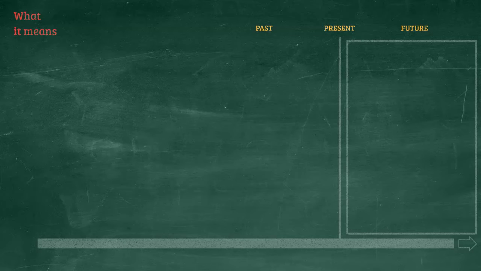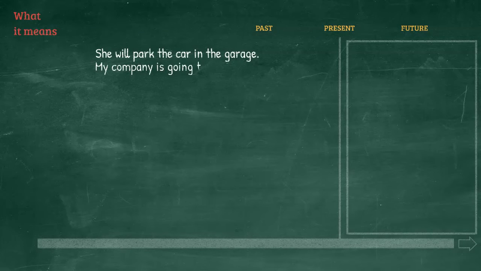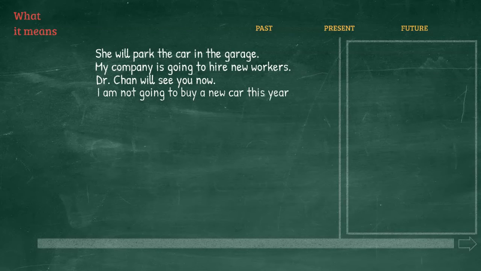We can see this with the sentences we already looked at, regardless if we use will or going to. She will park the car in the garage. My company is going to hire new workers. Dr. Chen will see you now. I'm not going to buy a new car this year. All of these sentences talk about things that will happen sometime in the future.